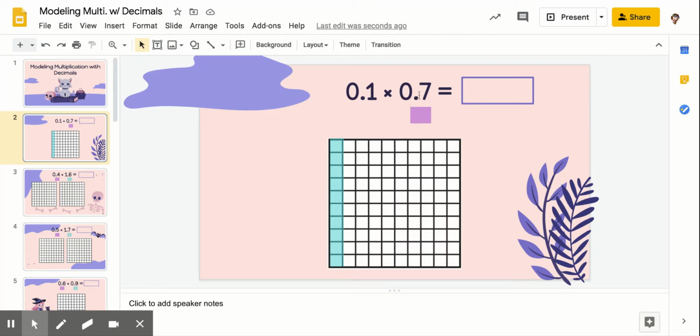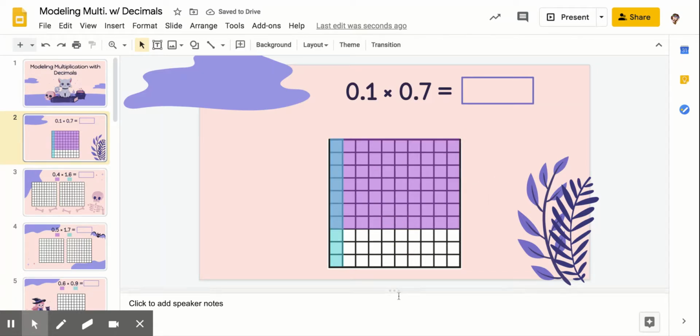Now I'm going to do my 7/10. When we're multiplying, one number is going to go vertically, up and down. The other number is going to go side to side. So I'm going to take this purple, and I'm going to model 7/10 going side to side. Just like there are 10 columns, there are also 10 rows. I've got 1, 2, 3, 4, 5, 6, 7, 8, 9, 10 rows. One row is going to be 1/10, so 7 rows would be 7/10. I'm going to scoot this over and drag it down to where it's going to be 7 rows. 7 rows would end right here.